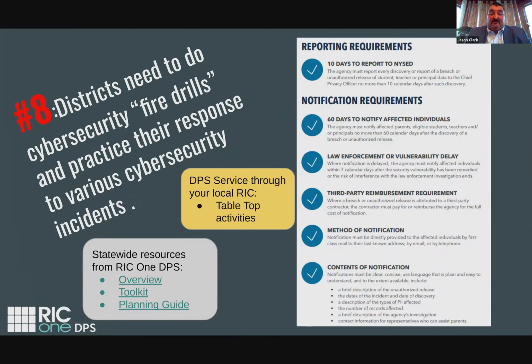If there is, like it says here in the reporting requirements, there are requirements to report things to State Ed. But then you also may need to get law enforcement involved. I know it's crazy to be calling the FBI and saying, this happened, but it is to that point where there needs to be a notification if something like this happens. So those fire drills are very important.